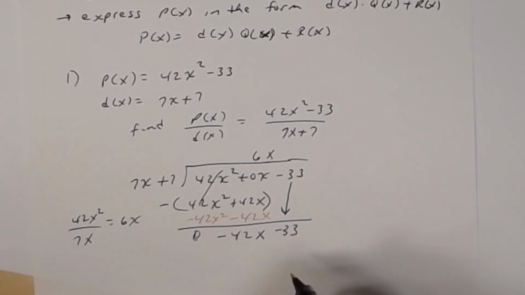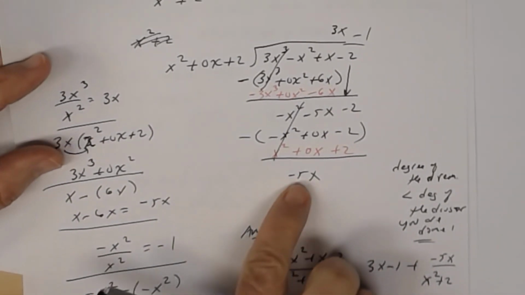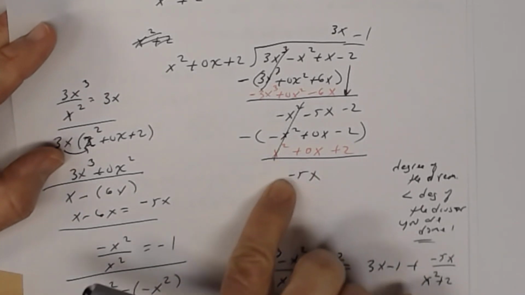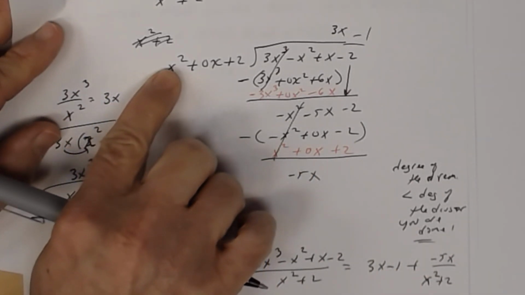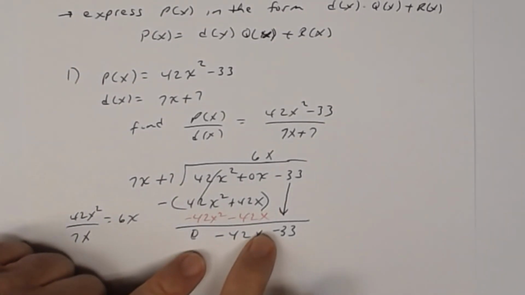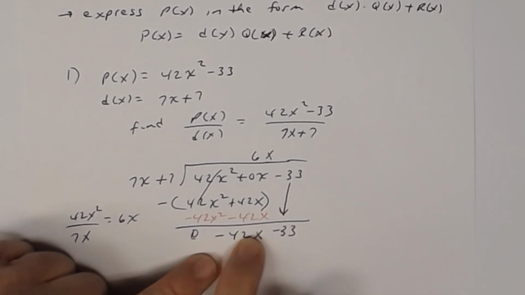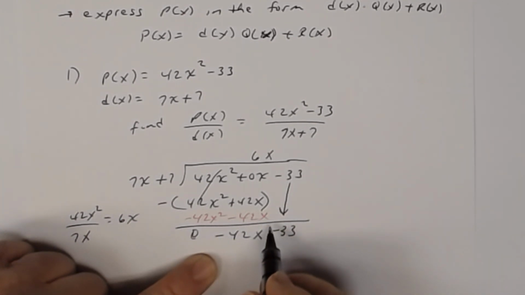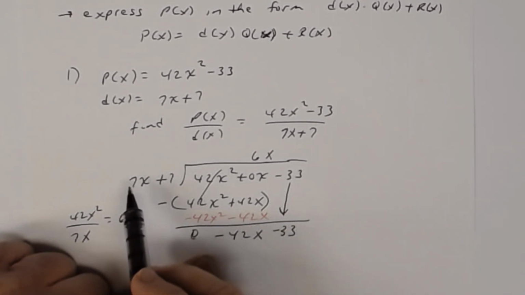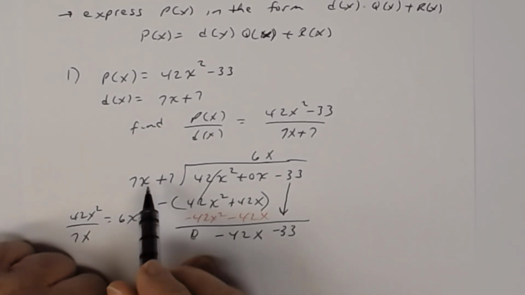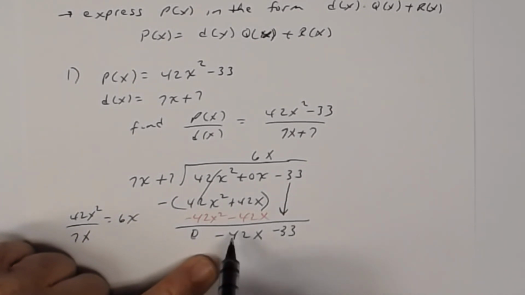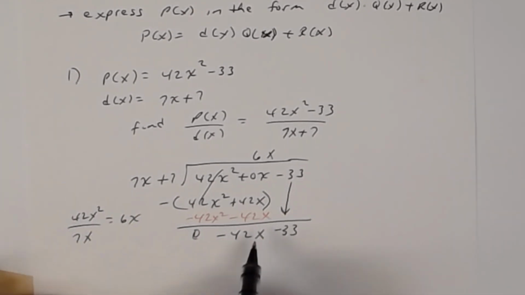You keep on going. Remember, you keep on going until the degree of the remainder is less than the degree of the divisor. Okay? So the degree of this polynomial is 1. The largest exponent you see is 1. The degree of the divisor is 1. This is not less than the degree here. So you keep on going. So you got to do this process all over again.